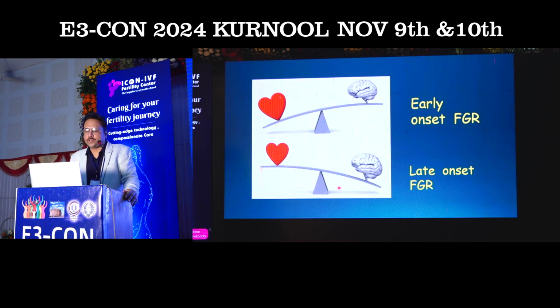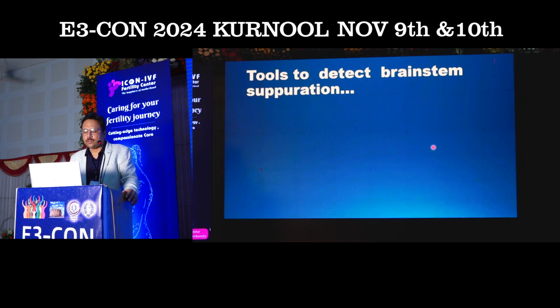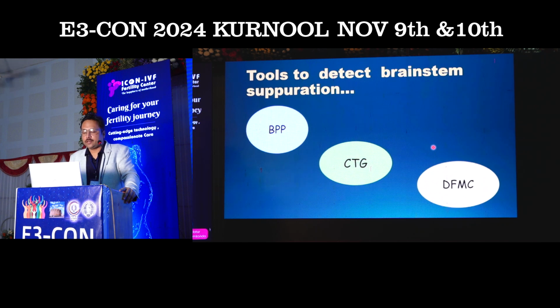So in early onset FGR, the heart, that is ductus venosus, is at stake, and in late onset FGR, the fetal brain, that is brainstem, is at stake. So what are the tools to detect brainstem suppression? These are biophysical profile, CTG, and DFMC, daily fetal movement count.